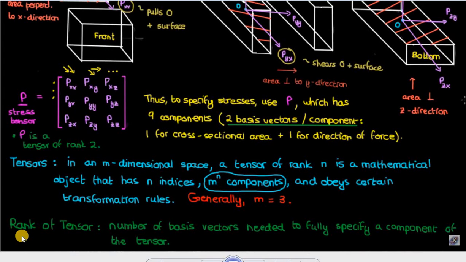So what is the definition of rank of a tensor? The number of basis vectors needed to fully specify a component of a tensor.